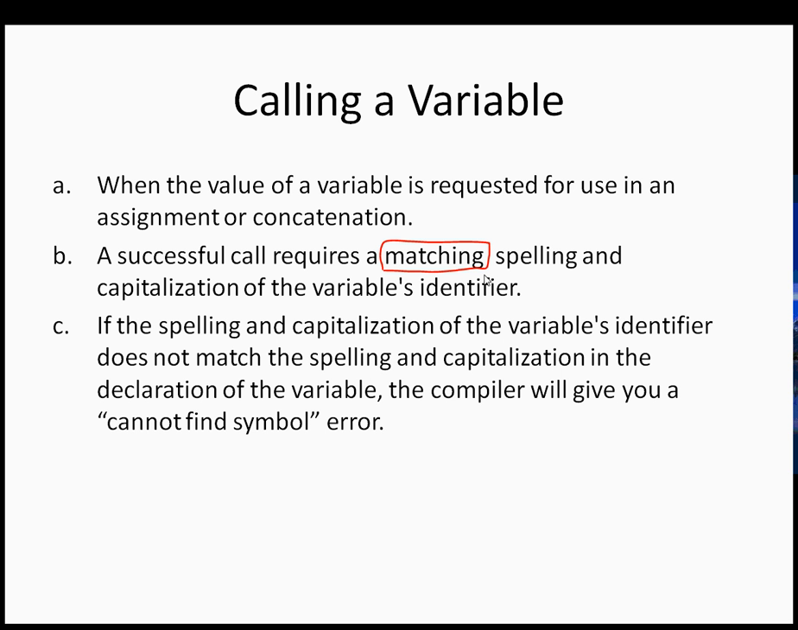If the spelling and capitalization of the variable's identifier does not match the spelling and capitalization in the declaration of the variable, the compiler will give you a cannot find symbol error. Now I probably could have said this a little bit differently, but we'll show it in a second. This probably should be: if the spelling and capitalization do not match the spelling and capitalization in the declaration of the variable, you'll get the cannot find symbol error, and we'll show that in a second.